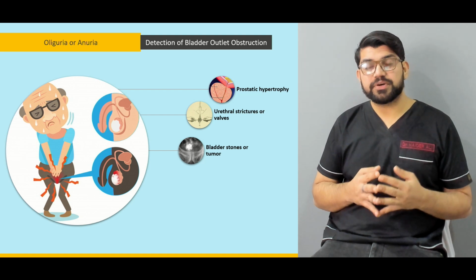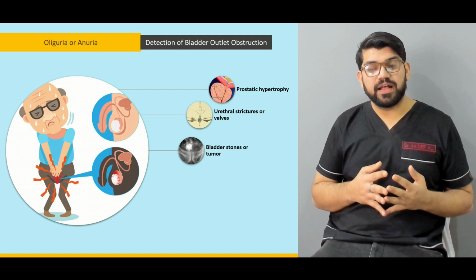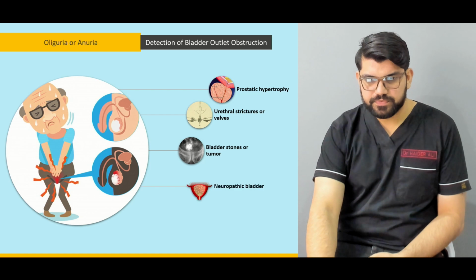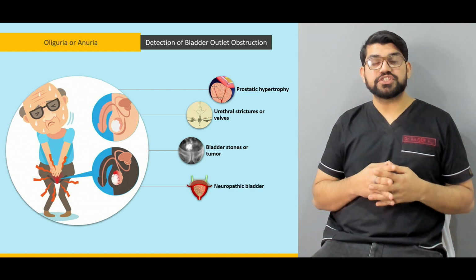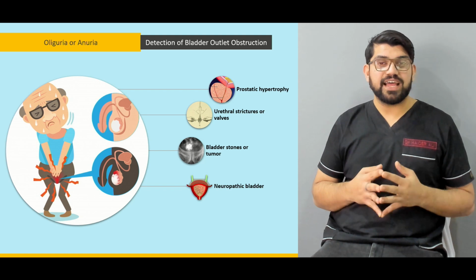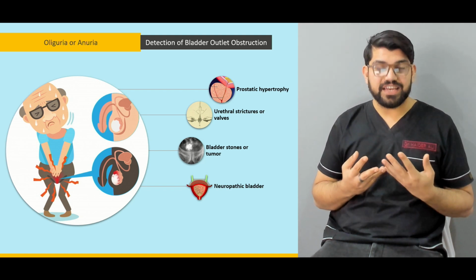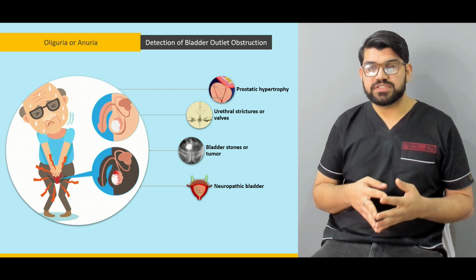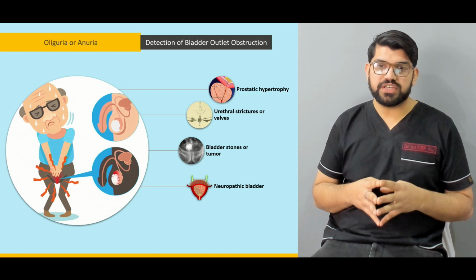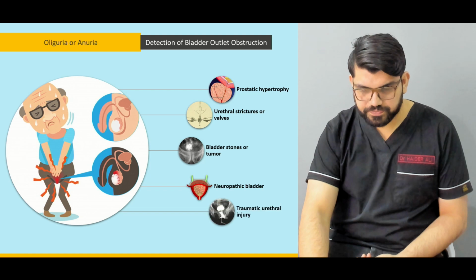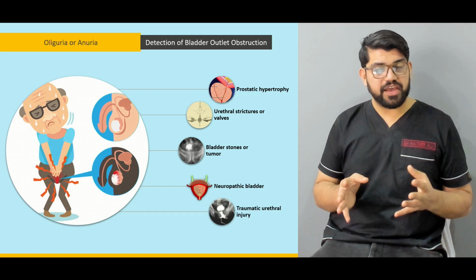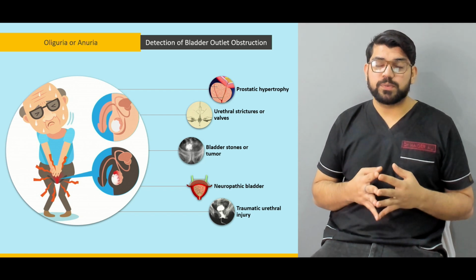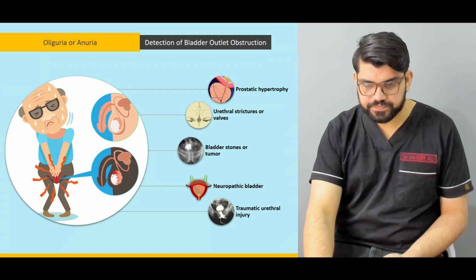Bladder stones and tumors, especially prostatic carcinoma, can cause impairment of the renal outflow. Neuropathic bladder, especially in patients with trauma or spinal cord injuries, involves impaired sphincter muscle contraction or relaxation, which can cause acute kidney injury and urinary tract outlet obstruction. Traumatic urethral injuries are rare, but they happen in patients with trauma. This can cause urinary tract outflow obstruction as well.